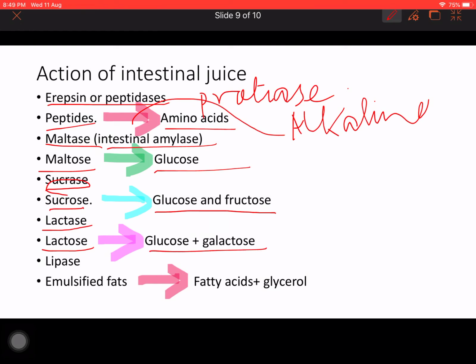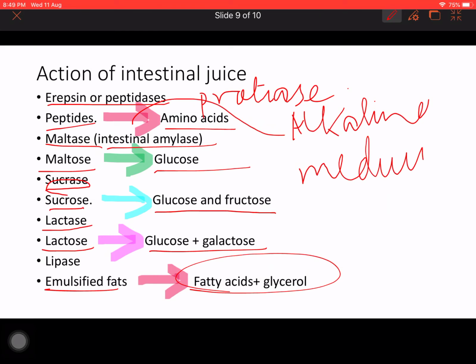And last but not the least is lipase, which is acting on the emulsified fats and converting them to fatty acids and glycerol. All this is happening in alkaline medium, and the enzymes vary. One is peptidase, one is maltase, that is intestinal amylase. Sucrase is also an amylase. Lactase is acting mainly on the milk sugar lactose, converting lactose to glucose and galactose. And lipase is converting the emulsified fats to fatty acids and glycerol.